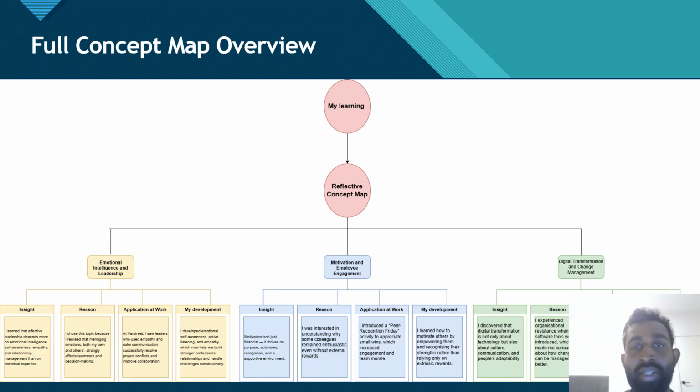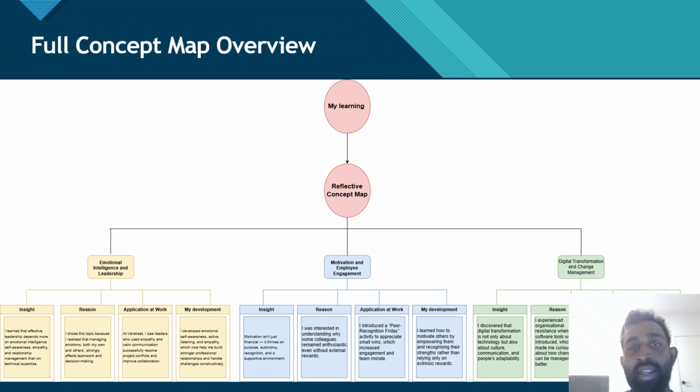Finally, in digital transformation and change management, I explored how technology change also requires cultural and behavioral adjustments. Applying Kotter's change model at Wall Street helped reduce resistance to the new system by opening feedback channels and improving communication. This taught me adaptability and empathy during organizational transitions.